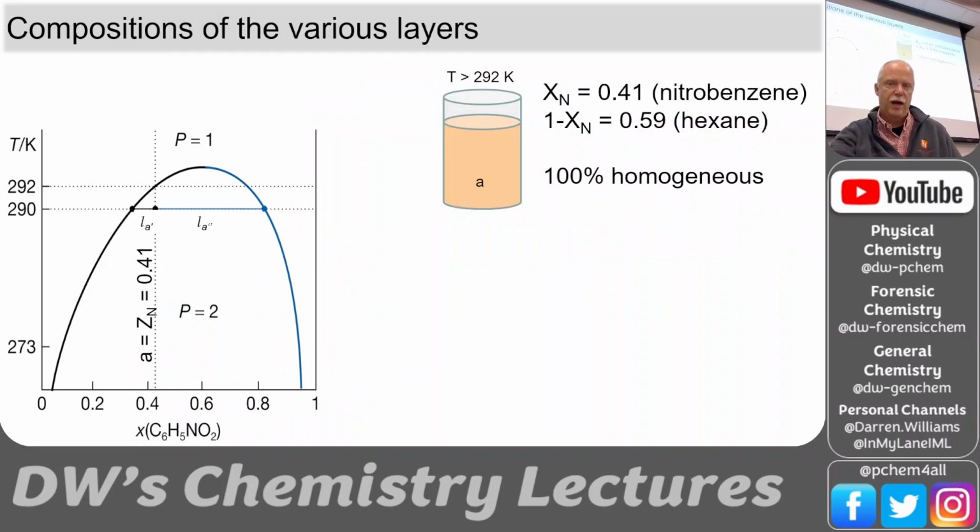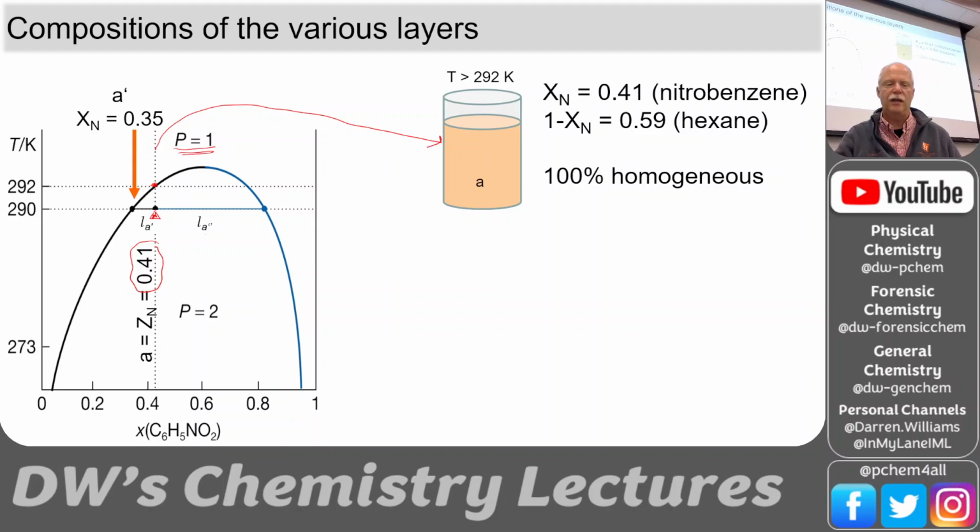So let's look at this. We have Zn of 0.41. So this is Zn, and this is the fulcrum. And so let's speciate this beaker that's got 2 layers in it. Now, if we're above 292, so here's 292, if we're above 292, we have 1 phase. So you see there's no layers. And we have 41% nitrobenzene and 59% hexane. All of our moles are in that solution. But what if we get below that?